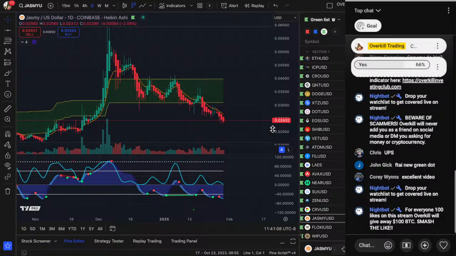So watch for that thing to bounce off like 2 cents. If you were a G, you would probably set a limit order to buy this thing at like 2 cents. And if you can get it at 2 cents, I think that would be an absolute steal on Jasmy. So I looked to average down again on this if you hold it at 2 cents.